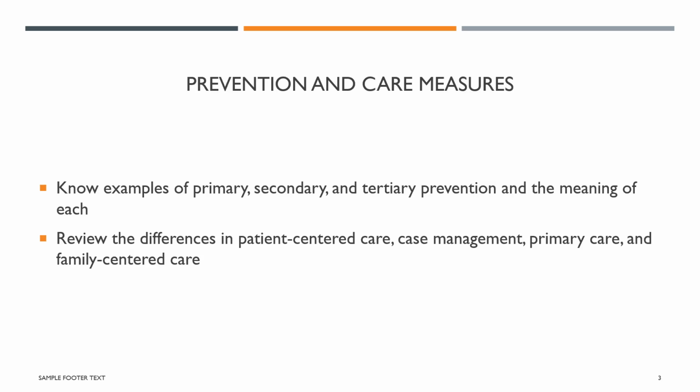So you want to look at prevention and care measures. So know examples of primary, secondary, and tertiary prevention and the meaning of each. Review the differences in patient-centered care, case management, primary care, and family-centered care.